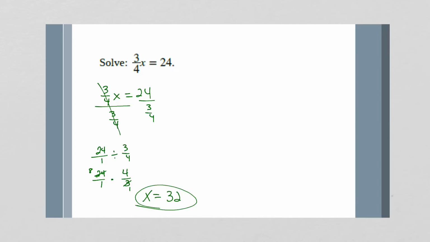Now, the other way to do this, and really this is the way I prefer, if I'm using a calculator, I would do it this way. If I were having to do this by hand, I would go ahead and do it like this. Okay, remember how we had to keep, change, flip? Well, you can actually multiply right off from the beginning both sides by the reciprocal. And you still get the same answer.